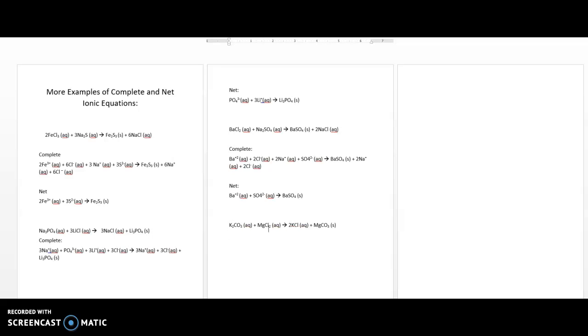We got to put a 2 here. Okay, now the complete ionic equation, 2K plus aqueous plus CO3 2 minus aqueous plus Mg2 plus aqueous plus 2Cl minus aqueous makes 2K plus, 2Cl minus aqueous plus MgCO3 solid.